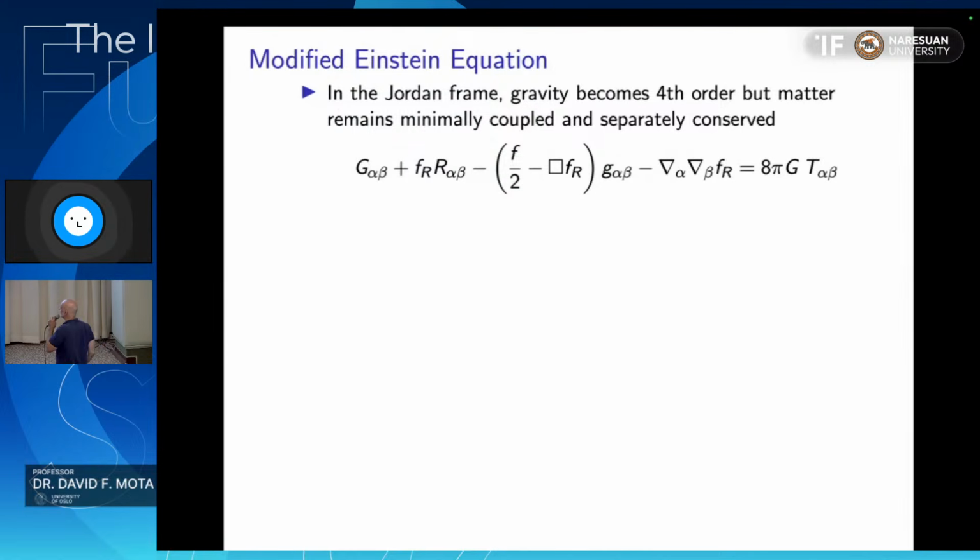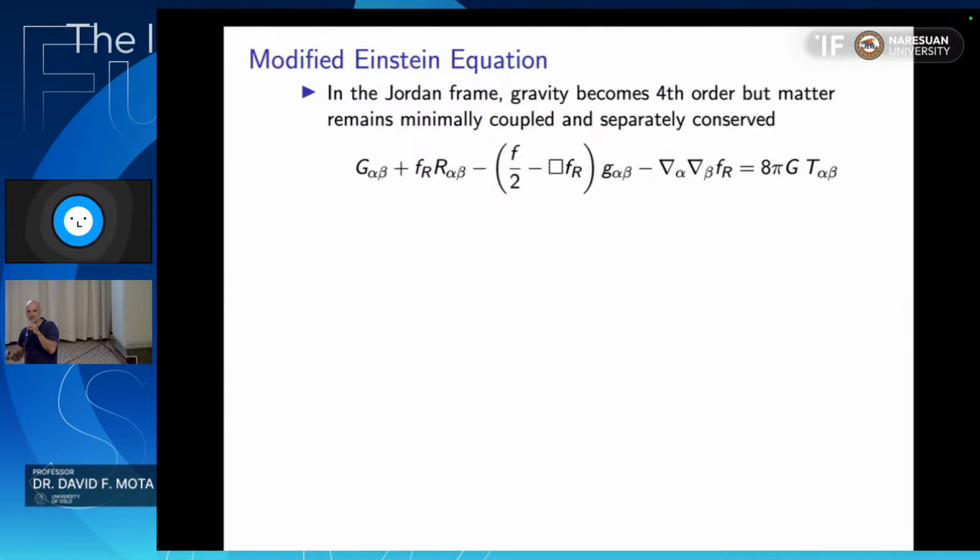So let me show you first the equivalence between this theory and the scalar-tensor theory. When you write down the modified Einstein equations for this theory, this is what you get. You recognize here the G_mu nu, the Einstein tensor, and T_mu nu, the energy-momentum tensor. Then you have all these extra terms, which come from the fact that you have the f(R) function there. So you get a much longer Einstein equation.